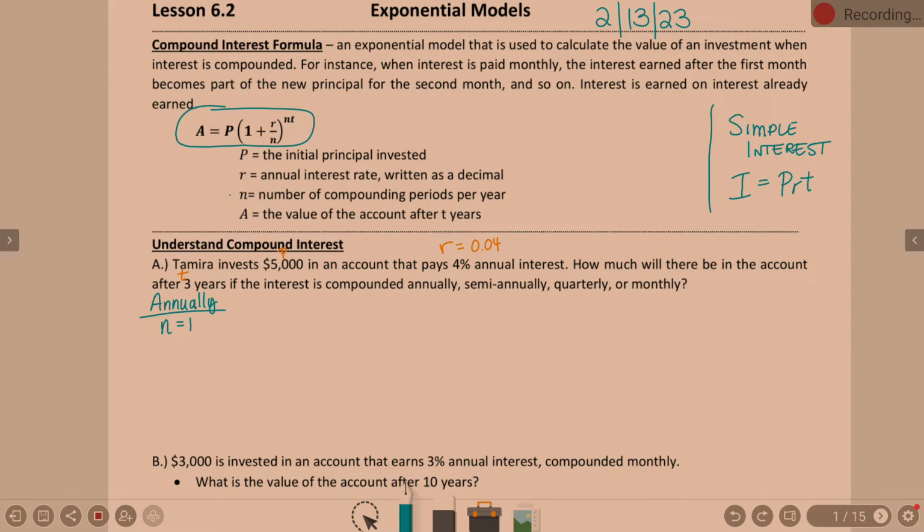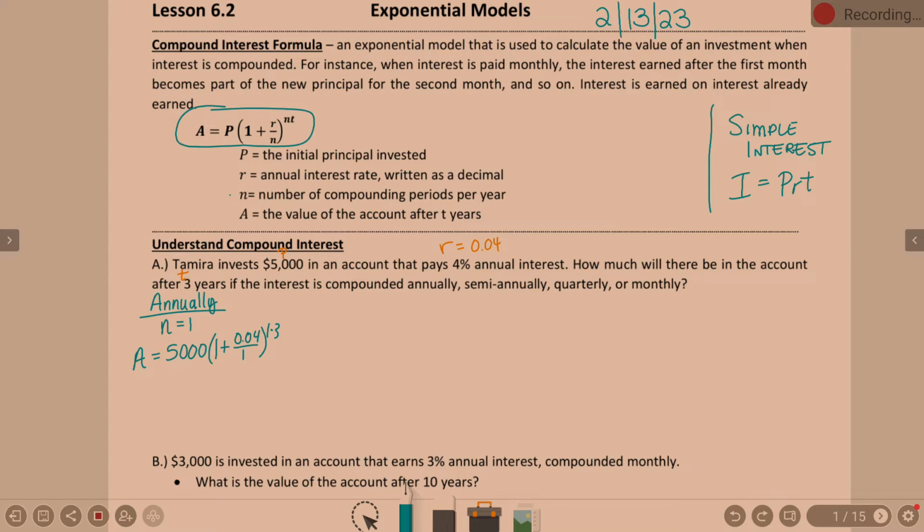So let's fill in our formula here. We're trying to find the amount, so we're going to say A equals P. What was my P value? 5,000 for the principal. And then the formula, it's 1 plus R over N, which R is 0.04. N in this particular problem is 1, so you don't even really have to put that 1, and then raised to the NT. N is 1 and T is 3.